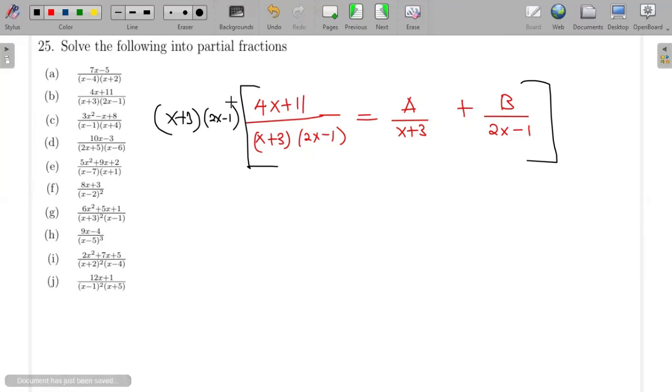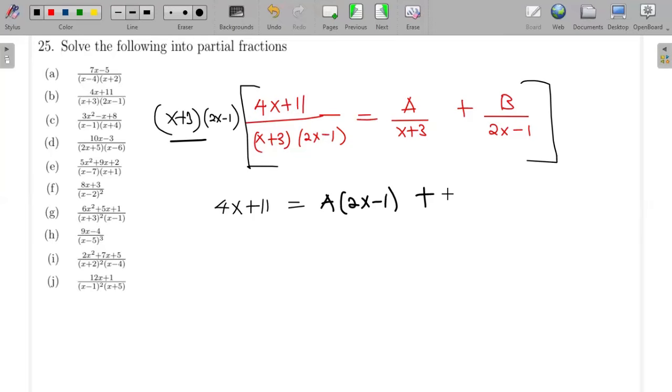All right, so if I multiply this by this, I just get 4x plus 11 is equal to, okay? If I multiply this by this, the x plus 3 is going to cancel. So I remain with a multiplied by 2x minus 1. Plus, if I multiply this factor with this, the 2x minus 1 is going to cancel. So I remain with b multiplied by x plus 3.